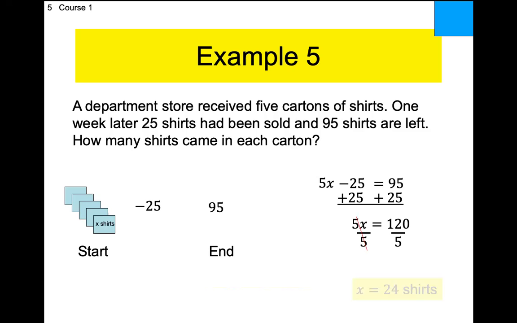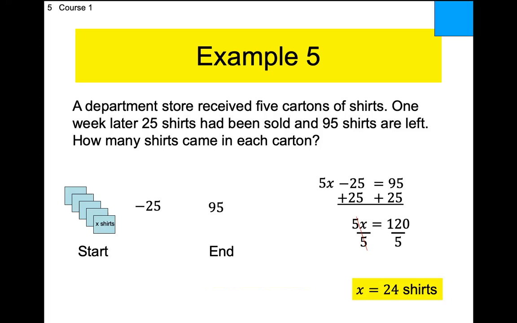Now we could make this problem harder by saying what? Look at the board. We can make this problem harder by asking how many shirts were bought at the start. We don't know how many shirts are left. How many shirts were bought by the department store? 5 cartons, 24 in each carton. So how many shirts did they buy? You would use times, 24 times 5.